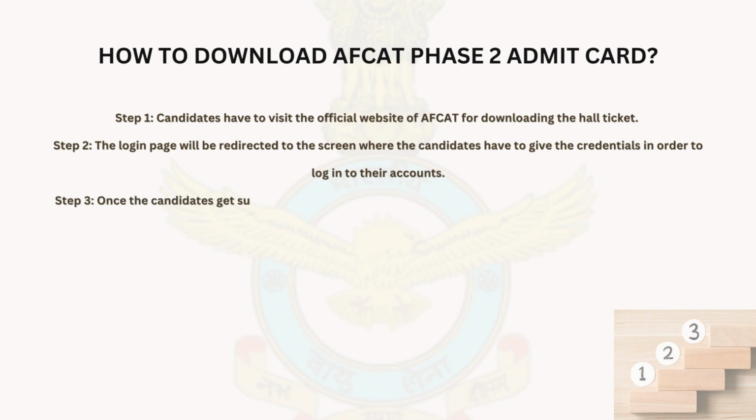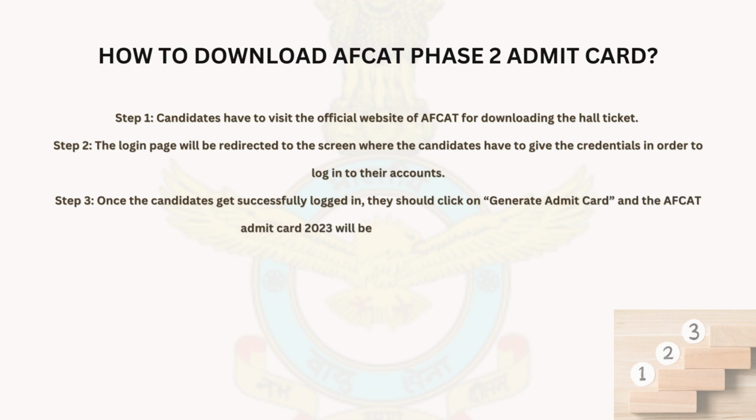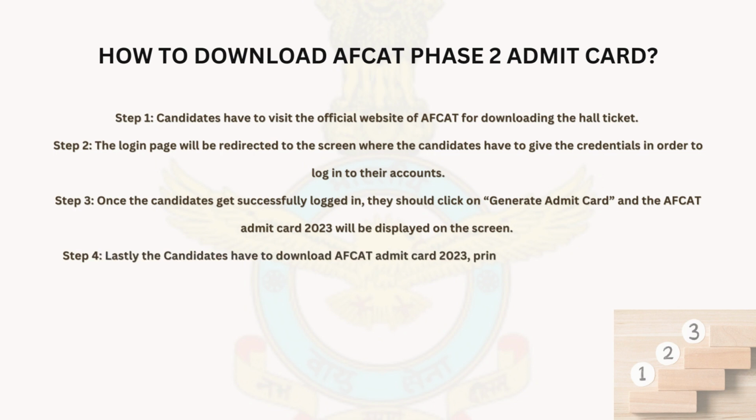Step 3. Once the candidates get successfully logged in, they should click on Generate Admit Card and the AFCAT Admit Card 2023 will be displayed on the screen. Step 4. Lastly, the candidates have to download the AFCAT Admit Card 2023, print it, and carry it to the exam center with ID proof.